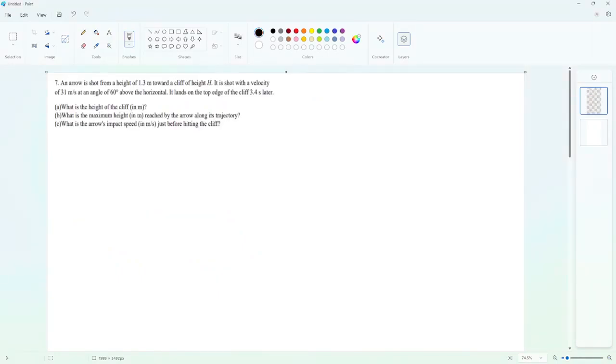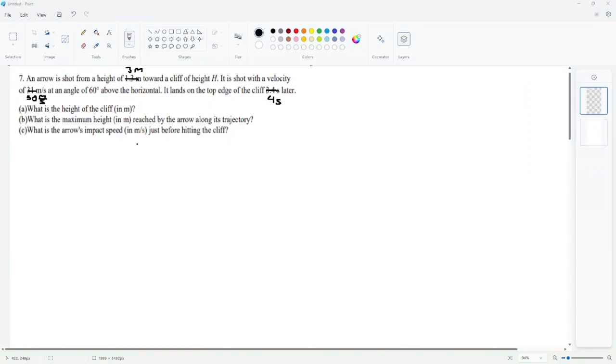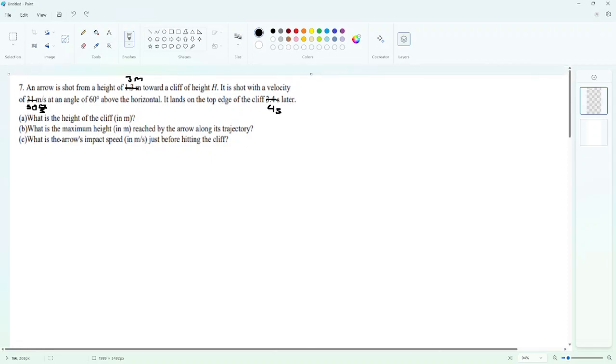On to number 7. An arrow is shot from a height of 3 meters towards a cliff of height h. It is shot with a velocity of 50 meters per second at an angle of 60 degrees above the horizontal. It lands on the top edge of a cliff 4 seconds later. What is the height of the cliff in meters?